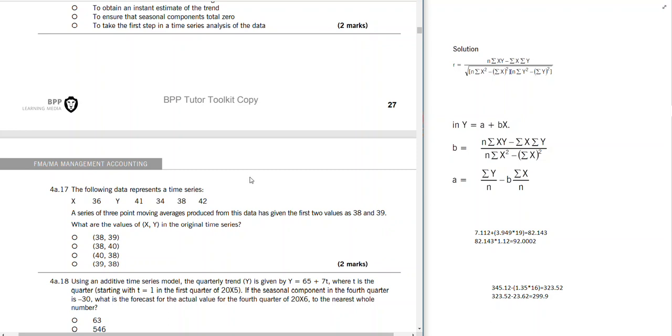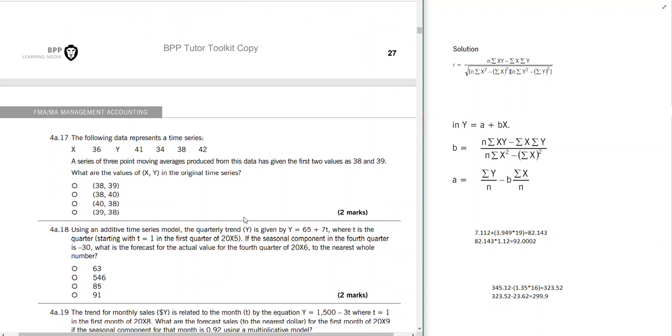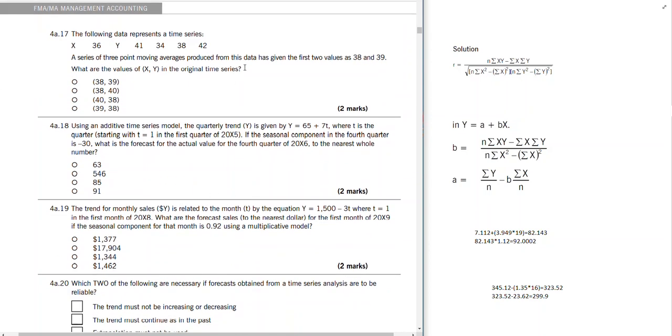Okay, going forward. What are the values of x and y in the original time series? A series of 3-point moving average produced from this data has given the first two values of 38 and 39. What are the values of x and y in the original time series? I actually don't understand this question, so I will skip this.